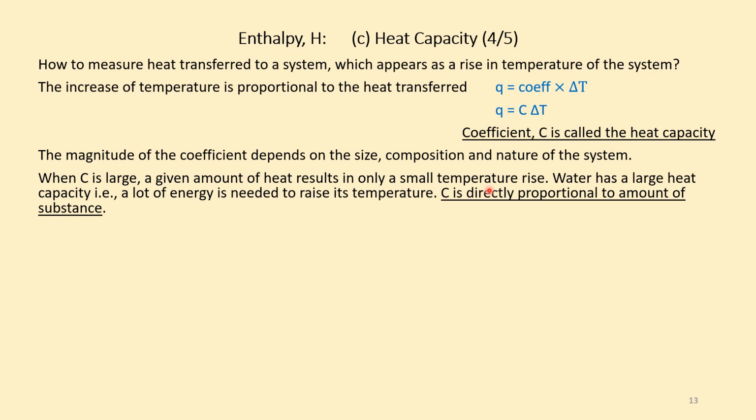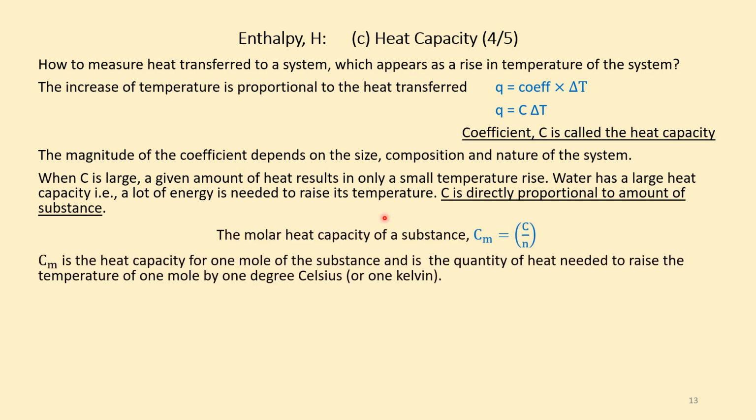The magnitude of the coefficient depends on the size, composition and nature of the system. When C is large, a given amount of heat results in only a small temperature rise, because it is delta T. Water has a large heat capacity and a lot of energy is required to raise its temperature.